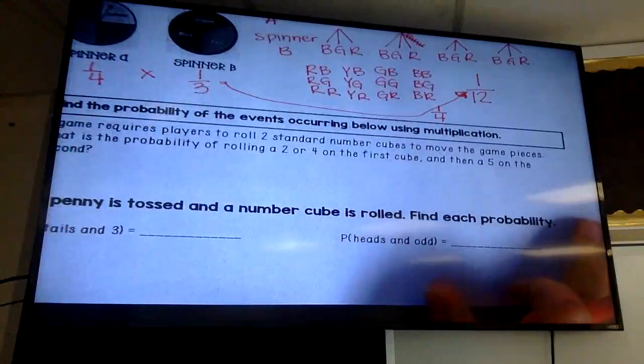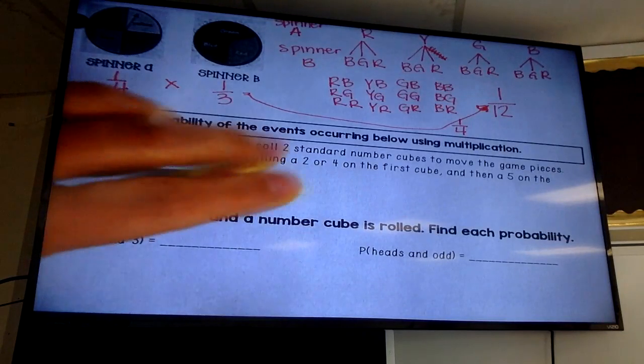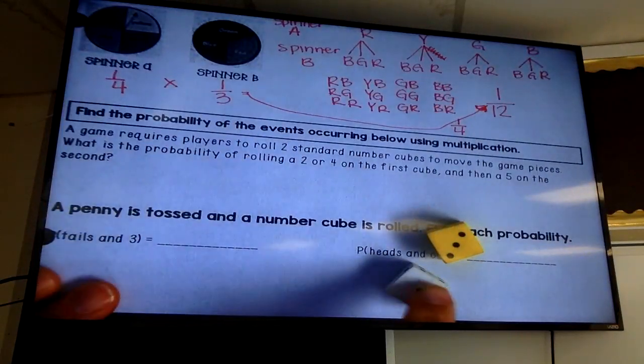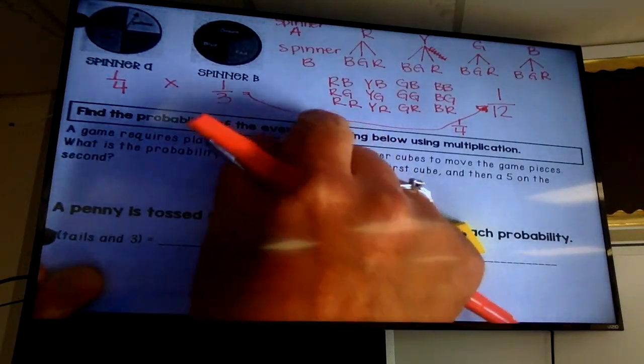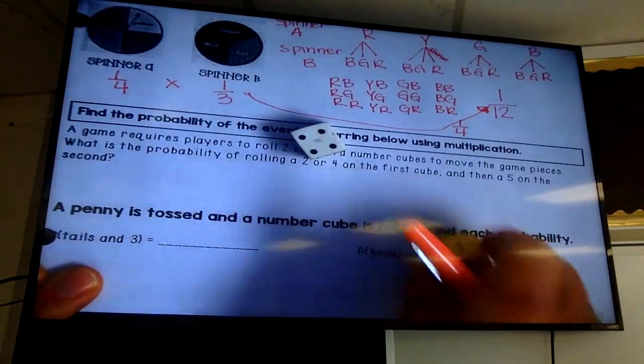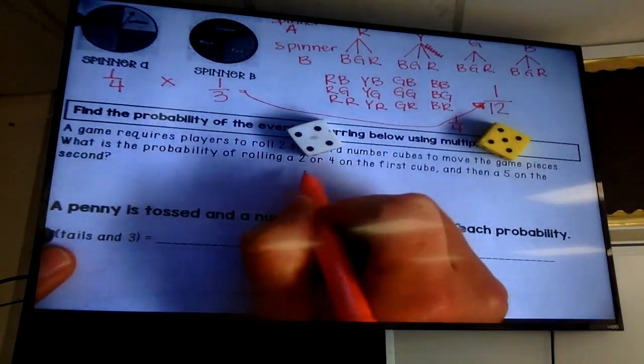So let's look at this next question. A game requires players to roll 2 standard number cubes to move the game pieces. What is the probability of rolling a 2 or 4 with the first cube and then a 5 on the second cube? So here I have 2 number cubes, and I'm going to roll them for a game. Saying on the first number cube, what's the probability of getting a 2 or a 4? And on the second number cube of me rolling a 5.